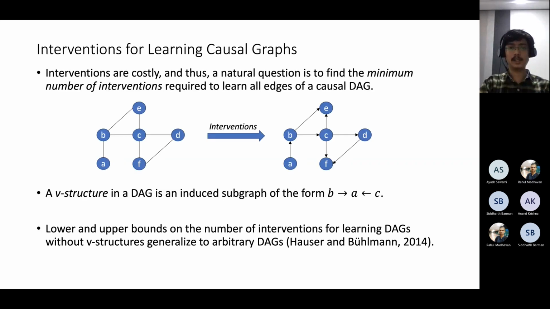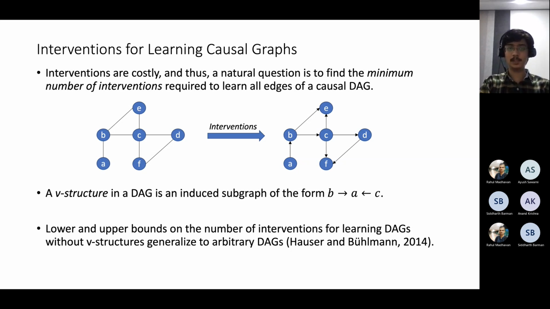Hi, Vibhor. What kind of interventions would be required? I'm probably asking a question that you'll come to, but would you intervene on all three of B, C, D at the same time, or B and then C? Good question. In most of the talk, I'll only consider single node interventions. That is, we intervene on B and then later intervene on C and then intervene on D.